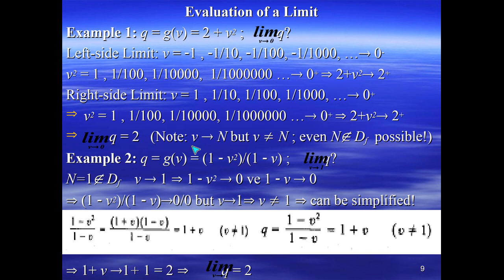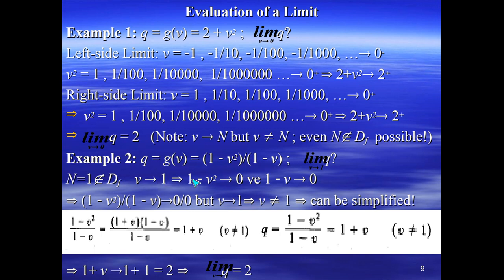When v is 1, the denominator of this function is 1 minus 1, 0. So the function is undefined anyway at n equals 1. N equals 1 doesn't belong to the domain of definition of this function. But do we say that v is equal to 1? No. We say v goes to 1. It approaches 1 without being equal to 1. But then we can make some simplifications.